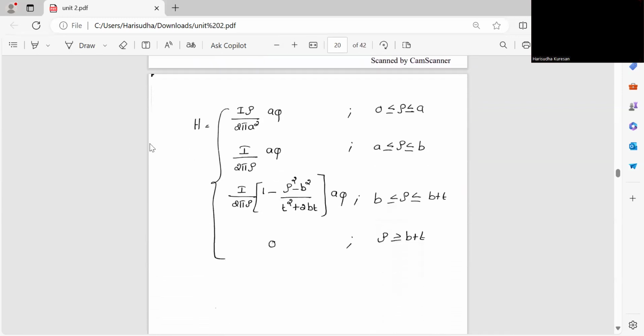To conclude, your magnetic field intensity H for the first range, where rho lies between 0 to a, will be I rho divided by 2 pi a square, into a phi. And for the second range, where rho lies between a to b, the H value will be I divided by 2 pi rho into a phi. And for the third region, where rho lies between b to b plus t, it is I divided by 2 pi rho, times 1 minus (rho square minus b square) divided by (t square plus 2bt). And for the fourth region, rho greater than b plus t, your magnetic field intensity will be equal to 0.